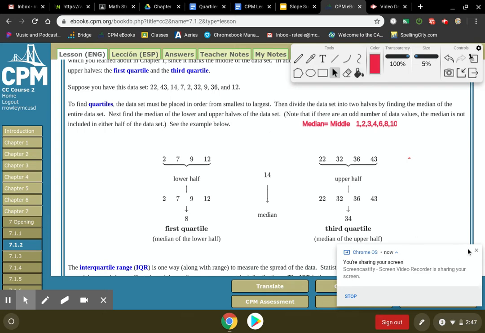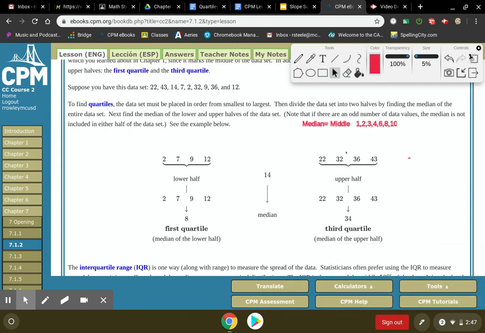Okay, guys, so welcome to Screencastify. This is the program that I've been using with the eighth graders to teach them slope, and we're going to use it today to teach you guys about quartiles.